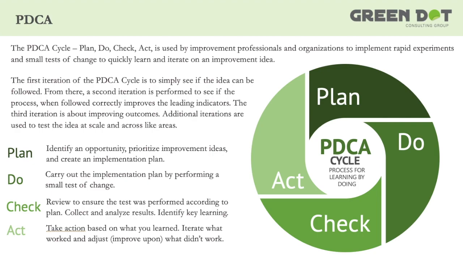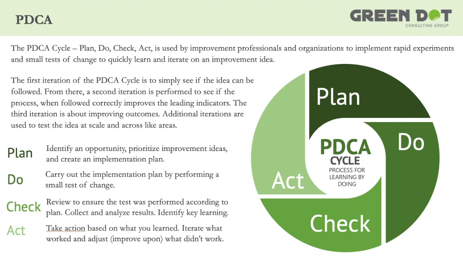In the second step, the D or Do phase, the team or individual trying to solve the problem would carry out that implementation plan and conduct a small test of change. In the check phase, the first thing that the operator or individual trying to solve the problem would do is to review that the solution was appropriately implemented. If it was, the next step is to collect and analyze any results and identify the outcome of those results. Based on those results and that learning, the individual will then act accordingly based on what they learned.